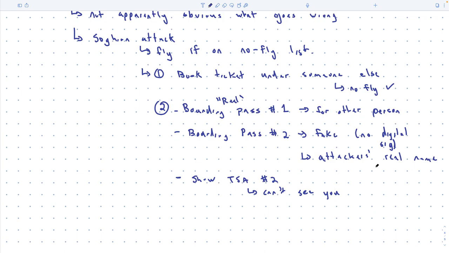And one way to attack the system is to fake a passport. We're going to assume that you can't fake a passport. Faking passports is hard and expensive because there's a lot of security features on it. It's not like a boarding pass. A boarding pass is trivial because it's just data. So they can't see your flight info. And this would match the attacker's passport.